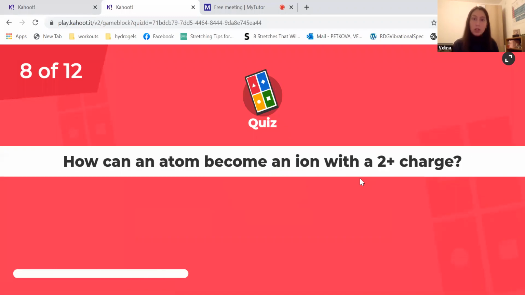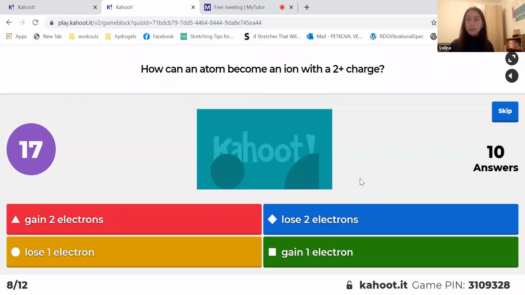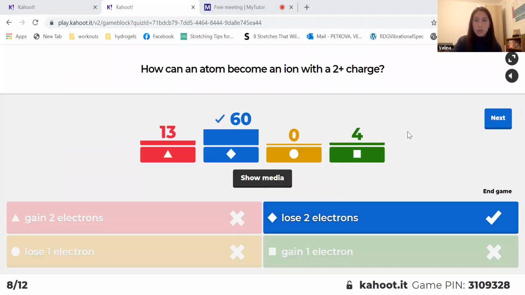Okay, so how can an atom become an ion with a 2+ charge? What happens when an atom becomes an ion? Yeah, brilliant. Well done to Harry. Well, perfect. Okay, well done. Most of you guys got it correct.